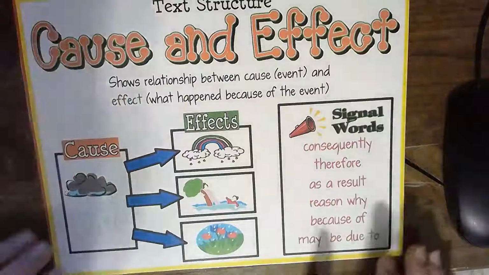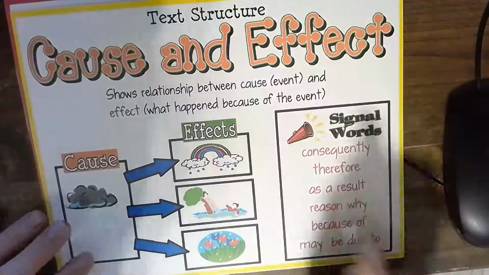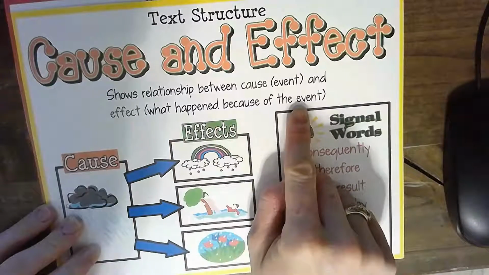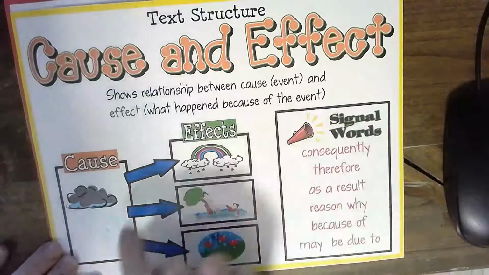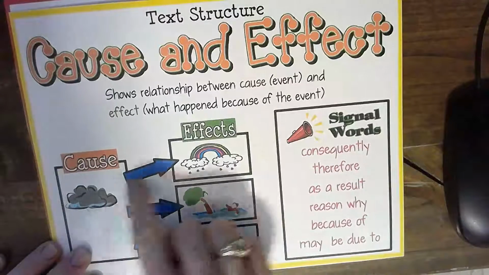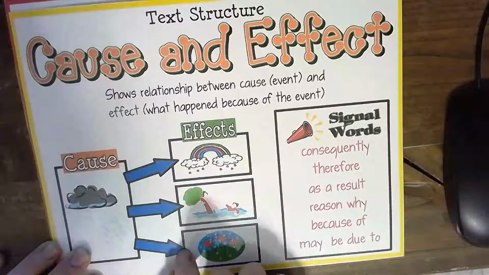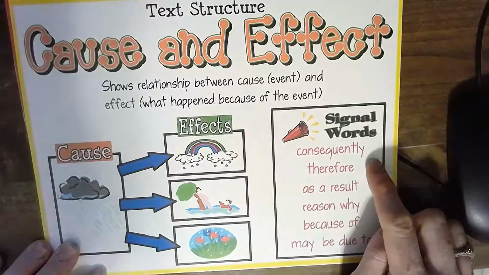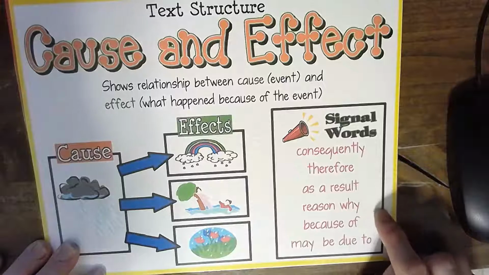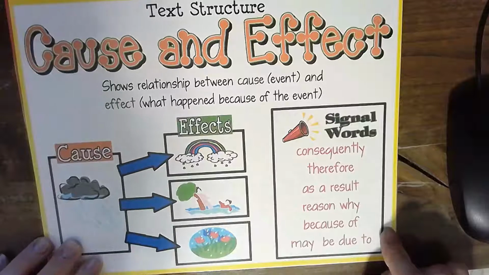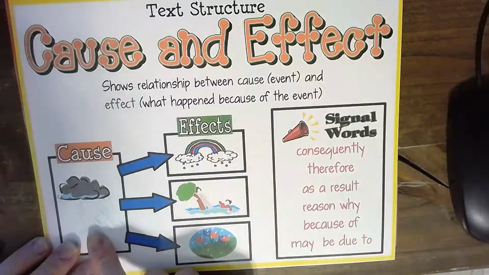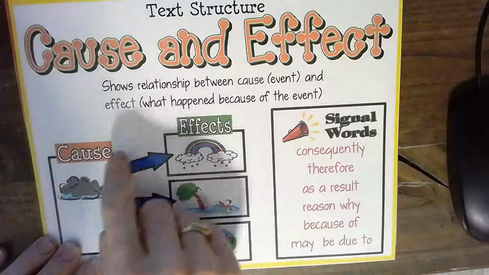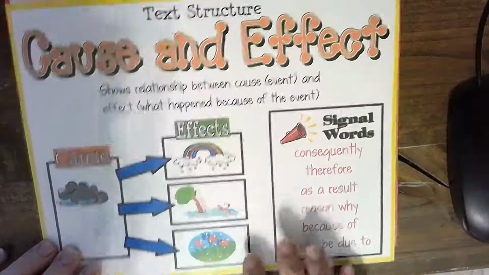We have cause and effect. Shows relationship between the cause, the event, and the effect. What happened because of the event. So here I can have my cause, and then I can have multiple effects of what's happening. Signal words: consequently, therefore, as a result, reason why, because of, maybe, due to. So we have our event, and then we have the effect. This is what happened, and this is why it happened.